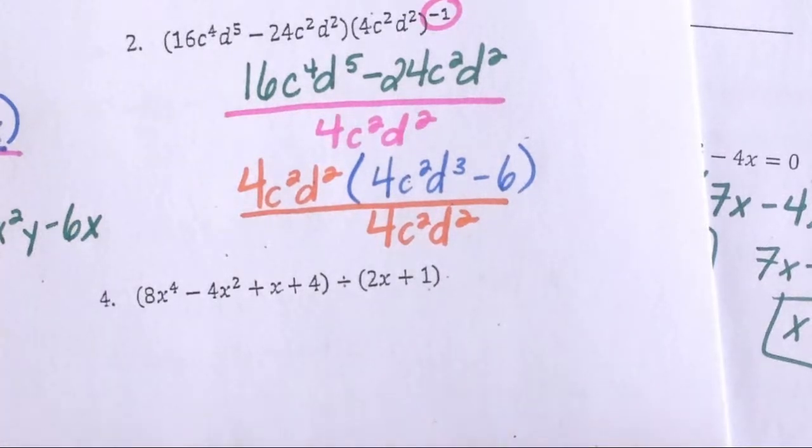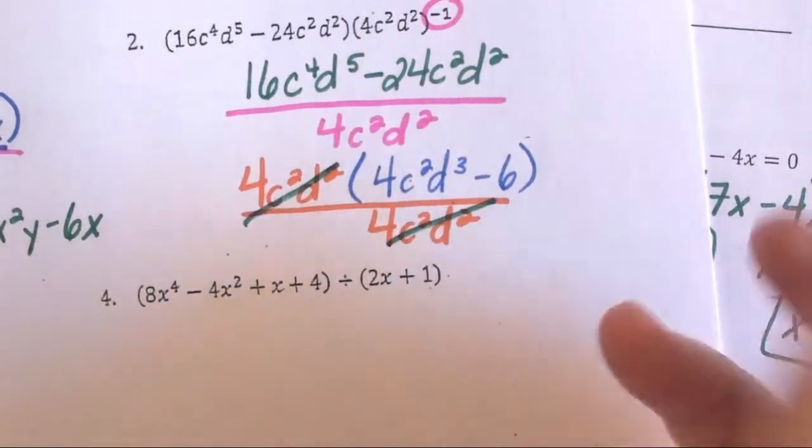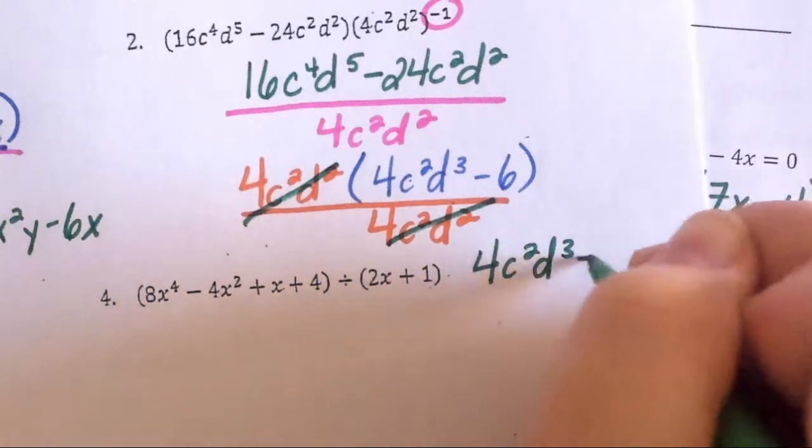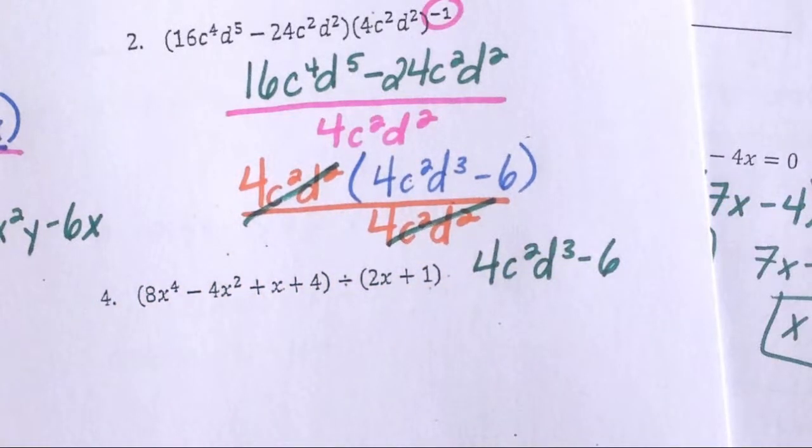Okay, and then I'm excited. Why am I excited again? Yep, and so my final answer is what was in blue. So 4c²d³ − 6. That's it. We're done. Wow.